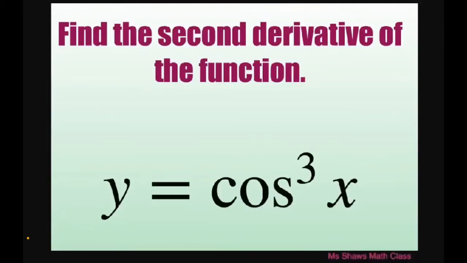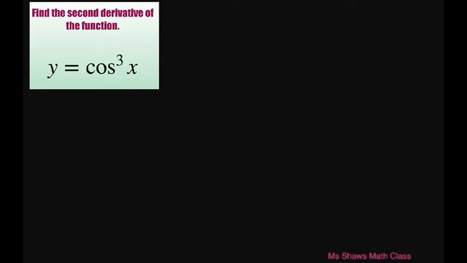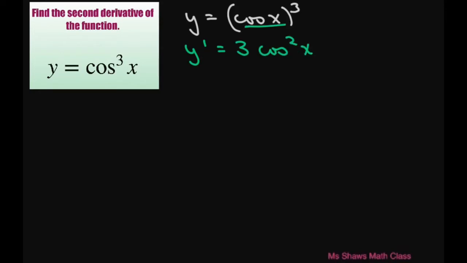Everyone, we're going to find the second derivative of the function y equals cosine cubed of x. So the first thing we're going to do is write this as y equals cosine of x, cubed. These are equivalent expressions here. So when you take the derivative, that's going to be 3 cosine squared of x times the derivative of cosine of x, which is negative sine of x.